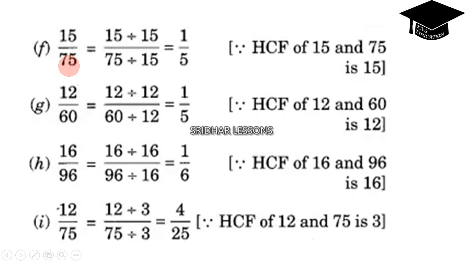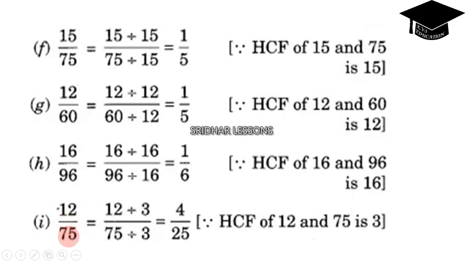15 by 75, the HCF of 15 and 75 is 15. So 15 divided by 15 by 75 divided by 15 equals 1 by 5. Okay. 12 by 60, the HCF is 12. So 12 divided by 12 by 60 divided by 12 equals 1 by 5. 16 by 96, the HCF is 16. So 16 divided by 16 by 96 divided by 16 equals 1 by 6.